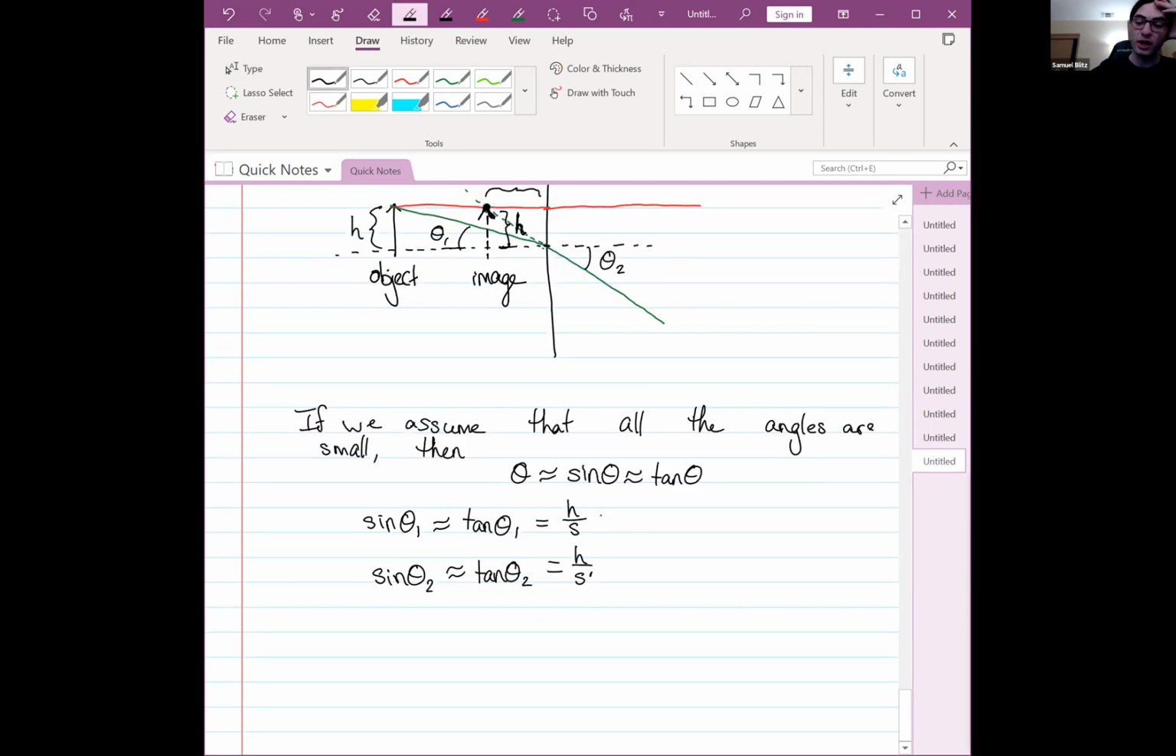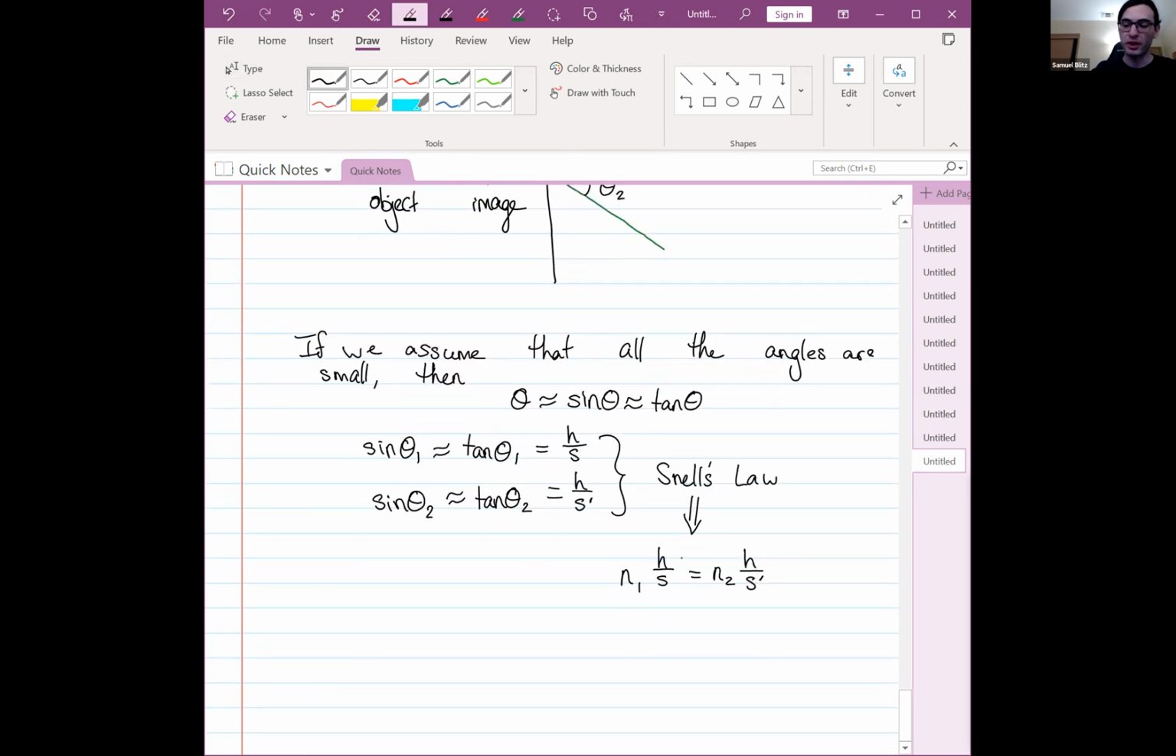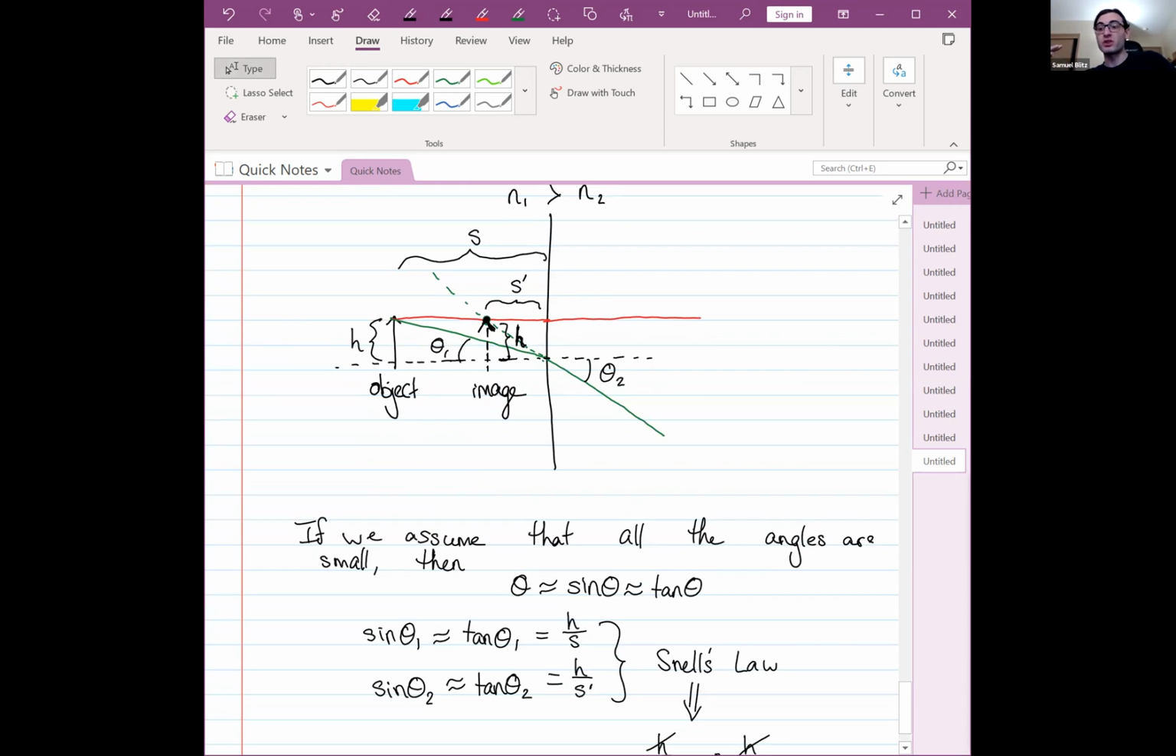And so we can apply Snell's law, which tells us that n1 sine of theta 1 equals n2 sine of theta 2, to get n1 times h over s should be equal to n2 times h over s prime. And so directly from there, the h's cancel, and we end up with s prime equal to n2 divided by n1 times s. Great. So this tells us where that object is just from using geometry. This is why this is called geometric optics, by the way, because you can do this with protractors and stuff. Now we just have to be careful.